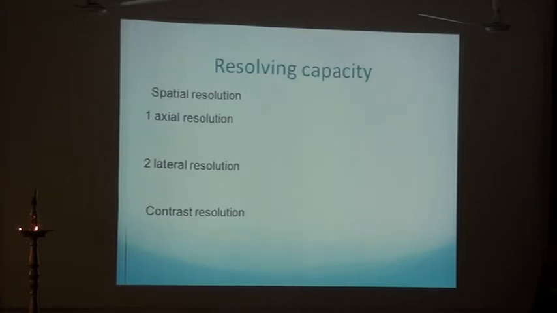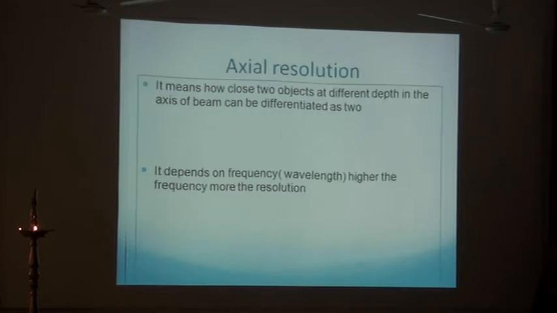Resolving capacity depends upon the spatial resolution and the contrast resolution. Spatial resolution is further divided into axial resolution and lateral resolution. What is axial resolution? It means when two objects lie very closely at different depths of the beam axis, they can be differentiated as two objects. This depends on the frequency of the probe. Higher the frequency, more is the resolution, as I told earlier.